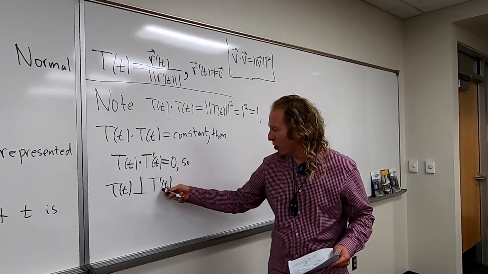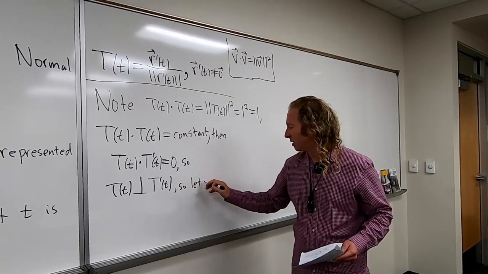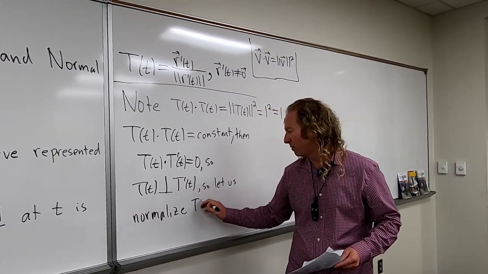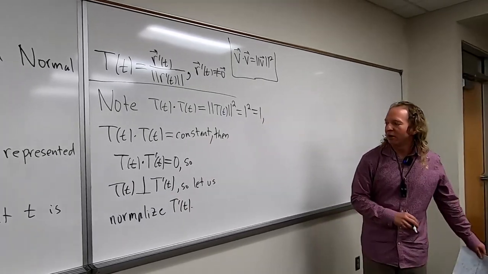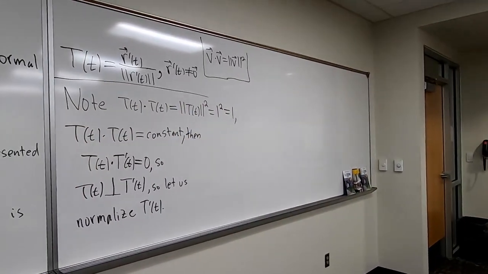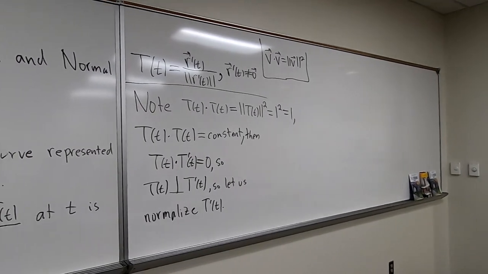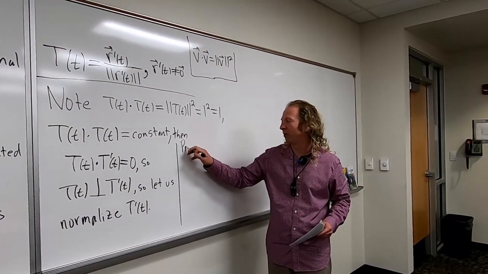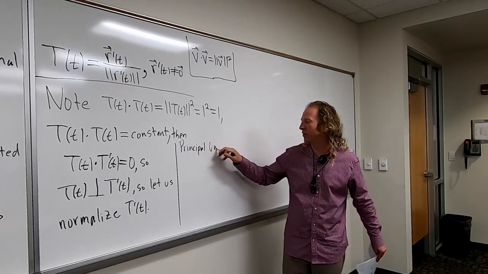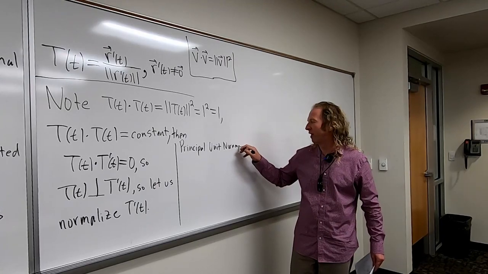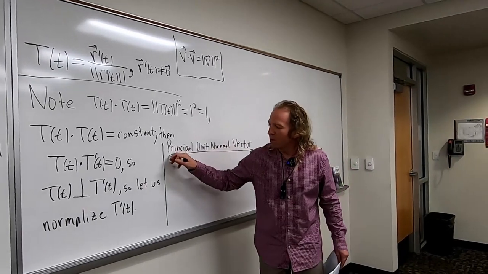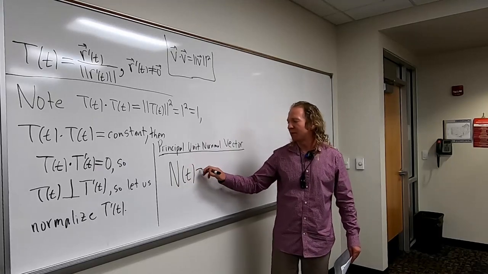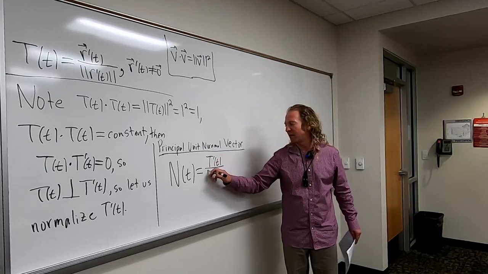So what we're going to do now is normalize this vector, T prime of t. When we normalize it, we get a new construction called the normal vector. In this case, we call it the principal unit normal vector. We're going to call that big N(t), and this is going to be T prime of t divided by the magnitude of T prime of t.